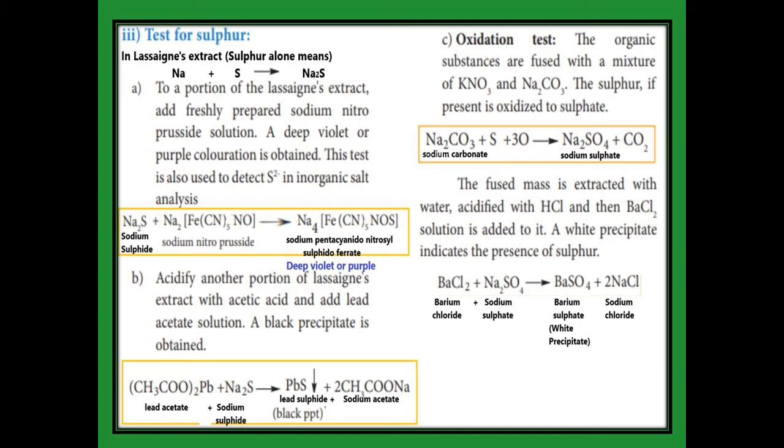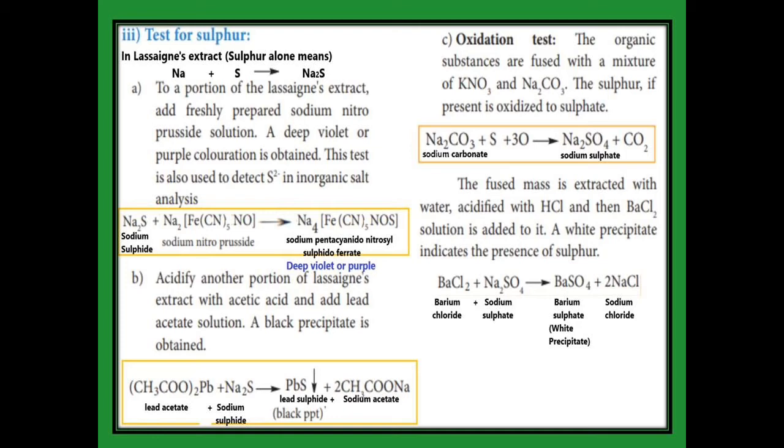Formula is Na2[Fe(CN)5NO]. Then it gives deep violet or purple by producing the compound sodium pentacyanonitrosylsulfidoferrate. The formula of this compound: you just add both the reactants, sodium sulfide and sodium nitroprusside. Now you see that sodium sulfide contains 2 sodium and sodium nitroprusside contains 2 sodium, so we get Na4.